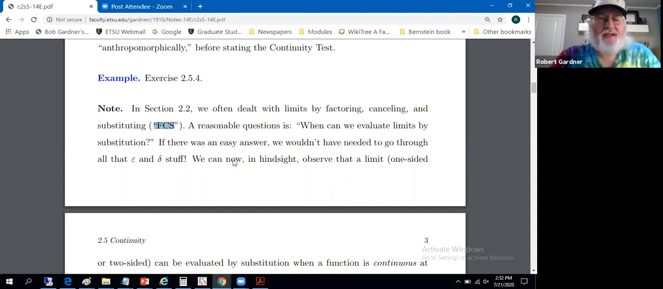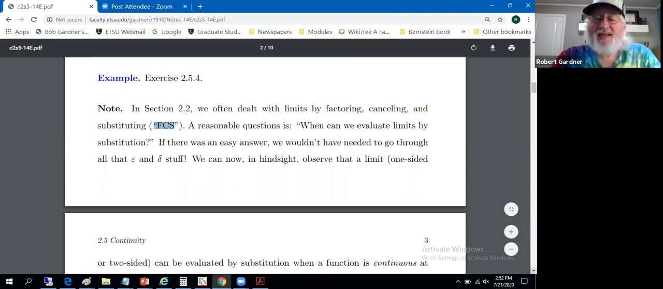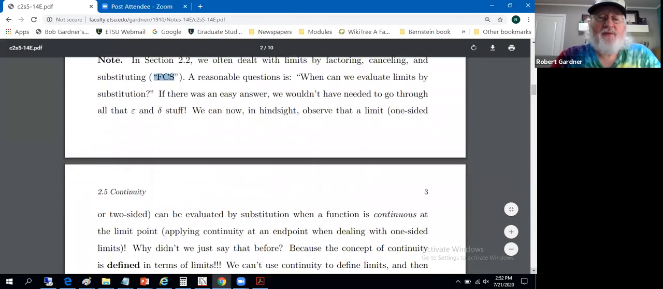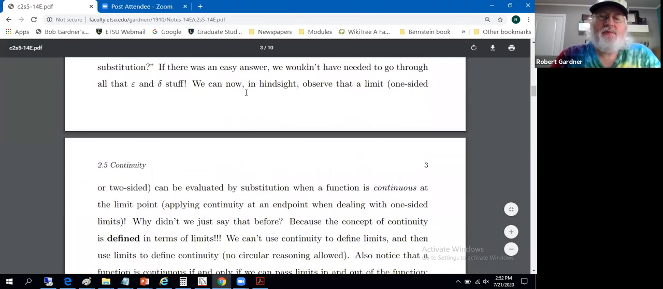Well, if there was an easy answer, we wouldn't have gone through all that epsilon delta stuff. But in hindsight, and be very careful on the logic with this, we can now observe that a limit, one-sided or two-sided, can be evaluated by substitution when the function is continuous at the limit point.